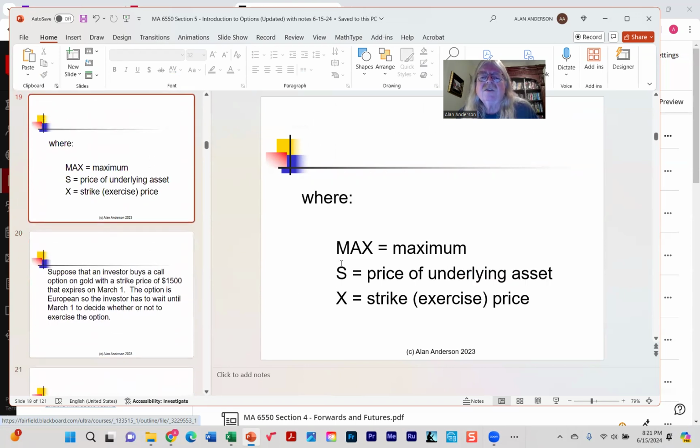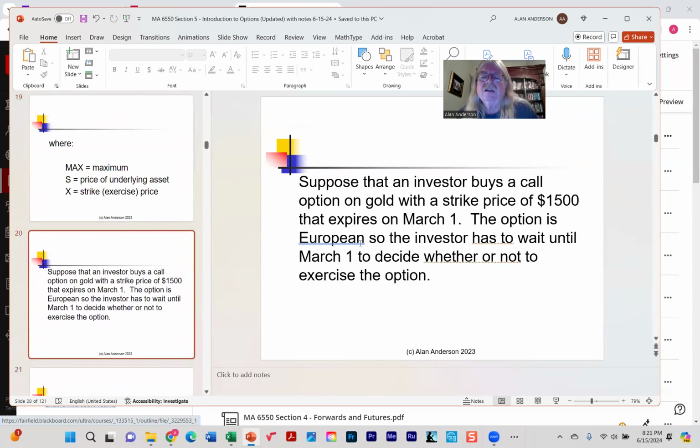So how does this work? All right, let's quickly look at an example. An investor buys a call on gold. The strike price is 1,500. That's the price that I have the right to buy it for. It expires on March the 1st. It's a European option, so I have to wait until next March to decide whether or not to buy the gold with my option, or exercise the option.